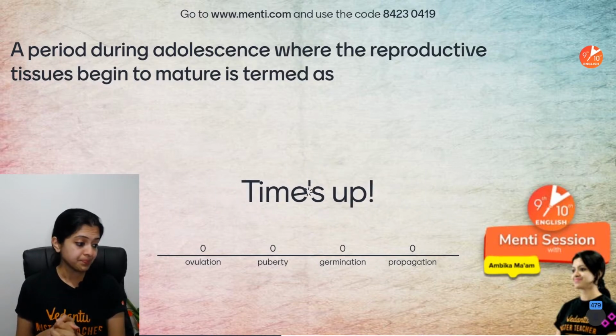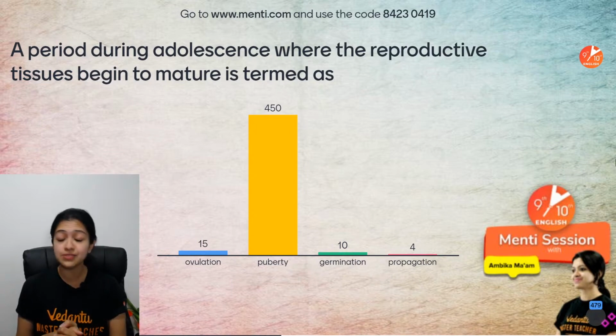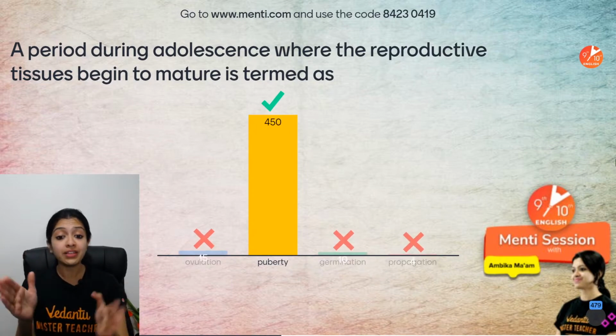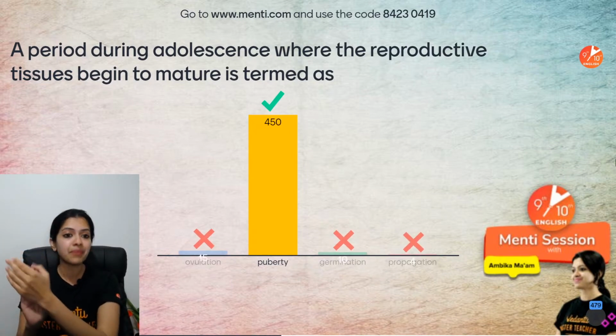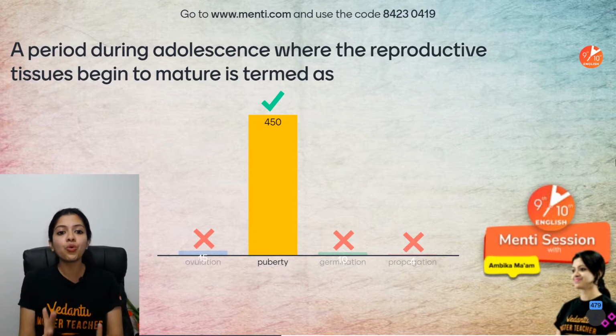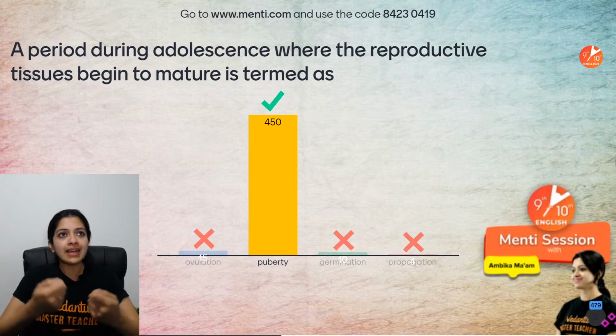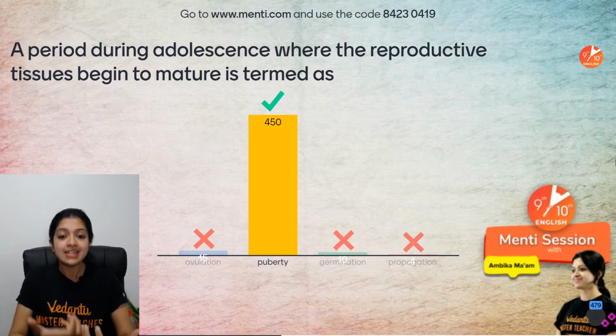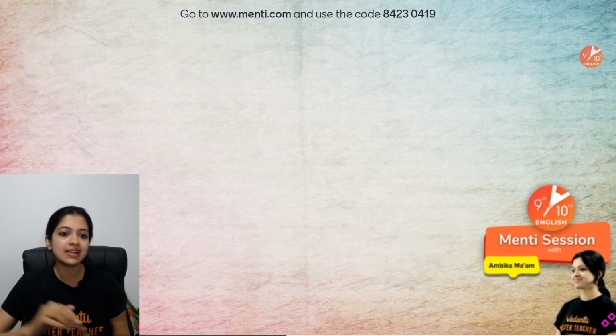What would the answer be? Answer in 1.5 seconds. Wow, that's nice. 450 with the right answer. That is amazing. Yes, of course, it's puberty, the period during which reproductive tissues begin to mature. When we say that an individual becomes sexually mature, that's called puberty.